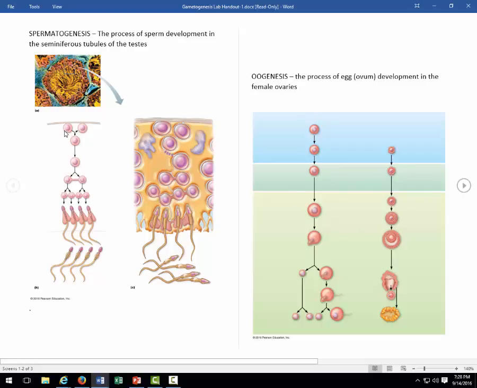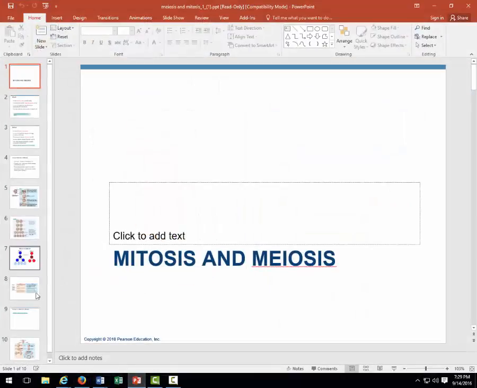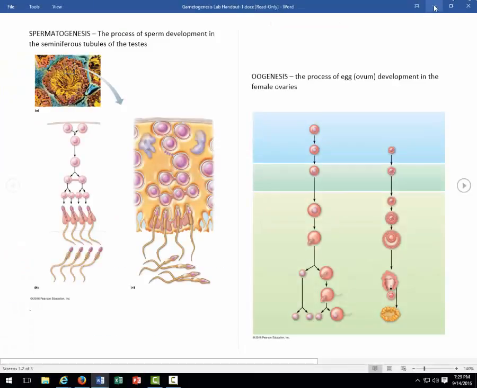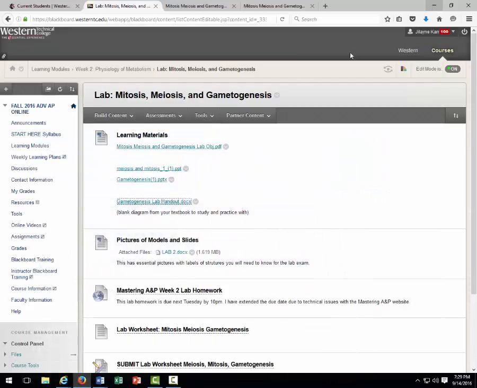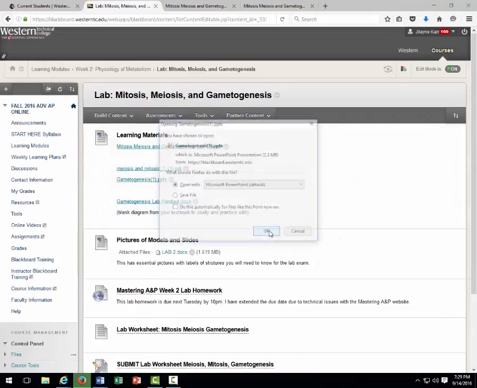What I would recommend is that you name these cells and give them a chromosome number of either N or 2N. And that's going to help you on the test because he'll have models, diagrams, written questions in the lab exam related to the names and the diploid number or chromosome number of these cells. So this is what's going on in the ovaries. This is what's going on in the testes. And both of those diagrams are from your textbook. I'll just keep that hidden for now. And here's the PowerPoint.